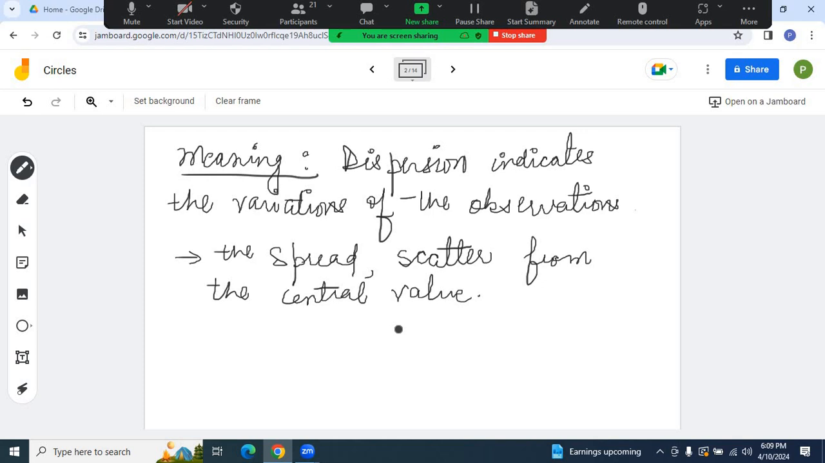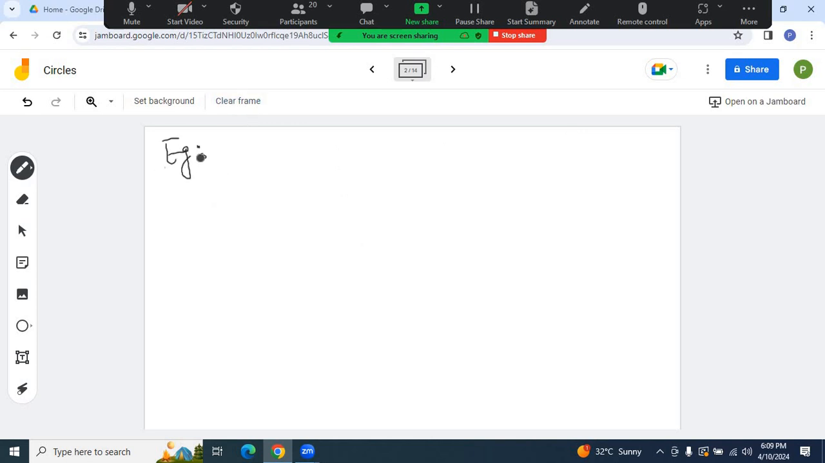Now the average is very meaningful when it is examined in the light of dispersion. I gave you the example of a person working in factories. Though the mean of the observations may be the same, the variation may be too much. I'll give you an example. For example, we have 3 series, A series, B series and C series.